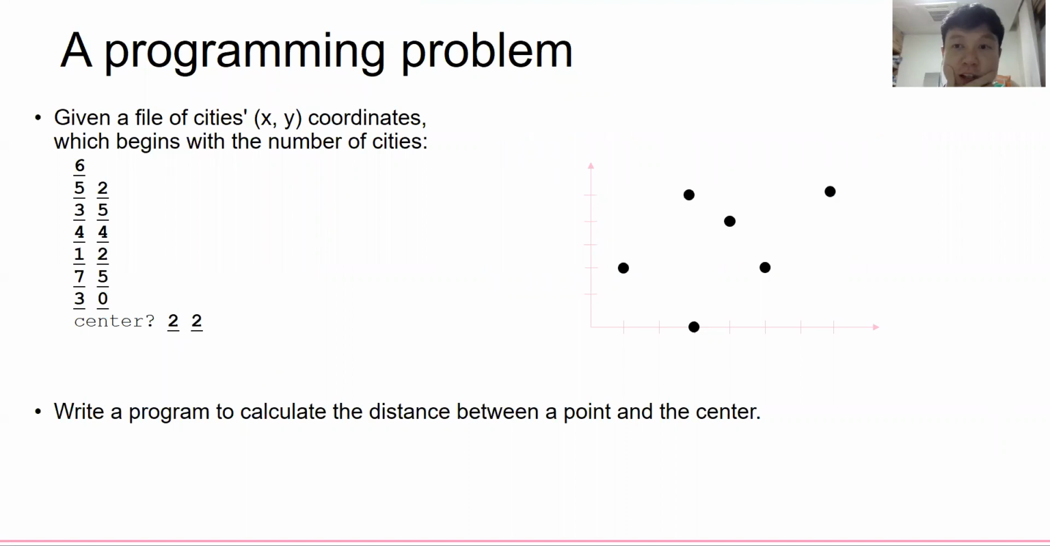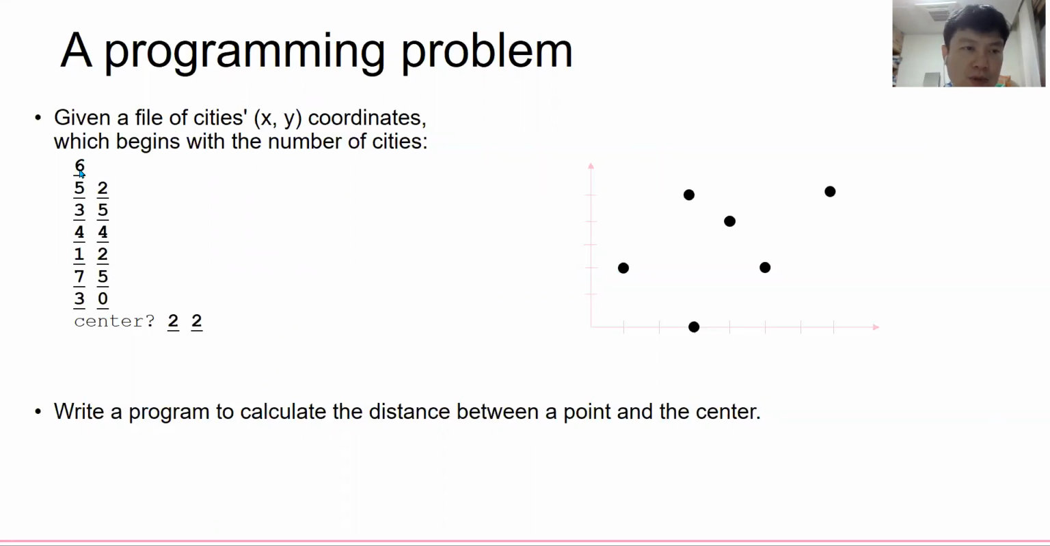Let's see, this is an example. When you have your problem, you need to figure out something related with this problem and how can you make the program. Now I have a file of cities. This is cities, and this city is located in the x and y coordinate. In the globe we have the longitude and latitude, but for this example, I just used x and y.